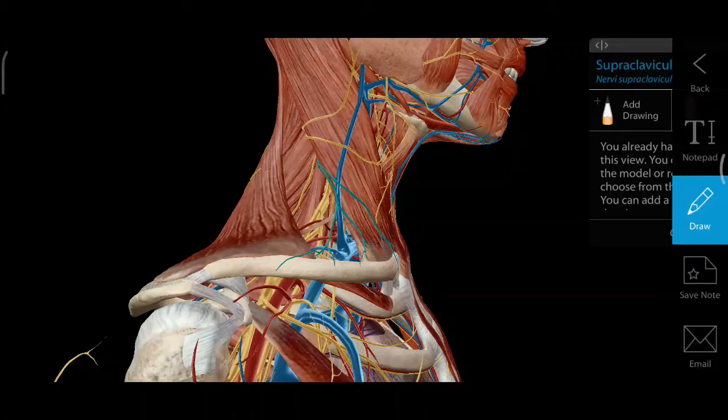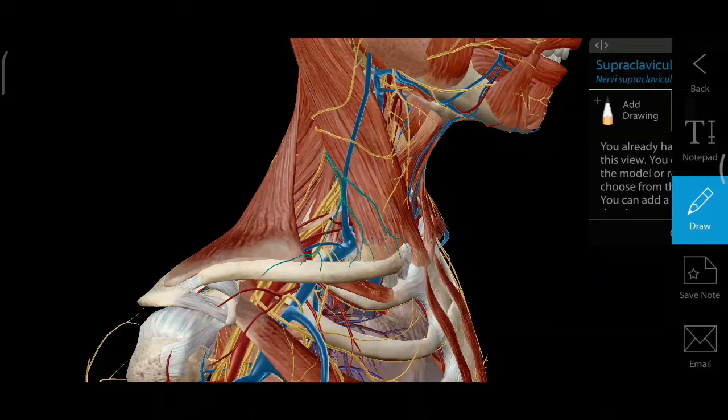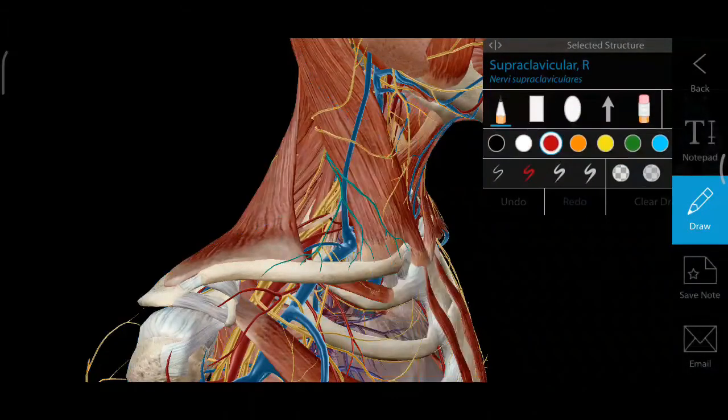So actually it has three divisions, or you can say three terminal branches. The lateral one, this one is the lateral one. The lateral one is going to supply the skin over the shoulder, or you can say near the deltoid muscle. And the intermediate one is going to supply near the chest region.